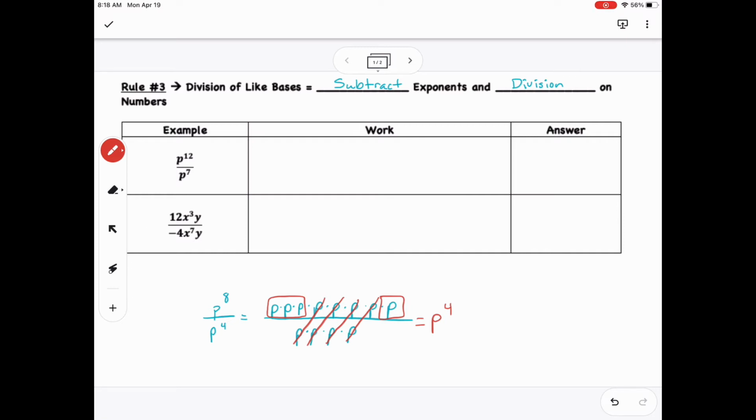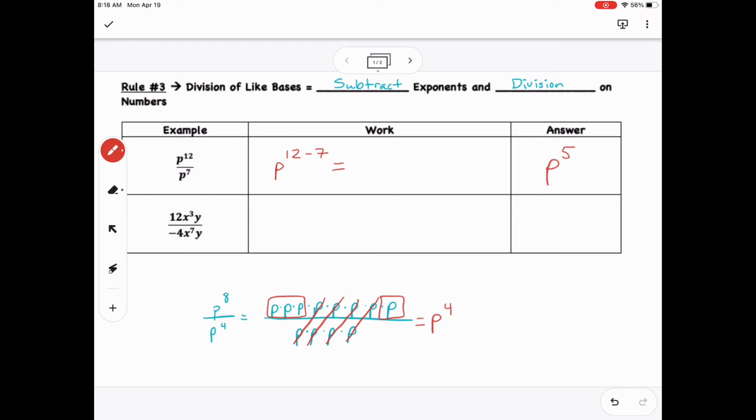But the simpler way is just using the subtraction of the like bases. So for p to the 12th divided by p to the 7th, I could just say p to the 12 minus 7 instead, because that minus 7 is really canceling out 7 of the top ones. And then that leaves me with p to the 5th.